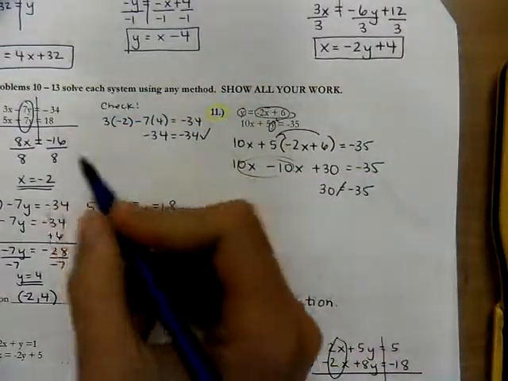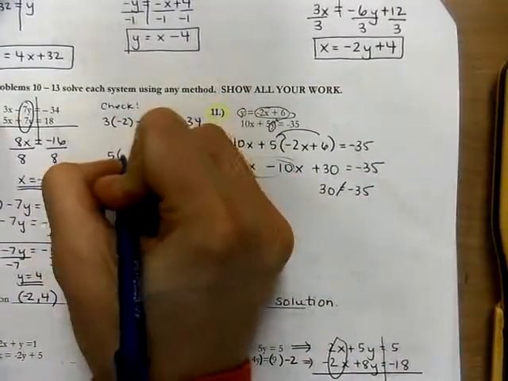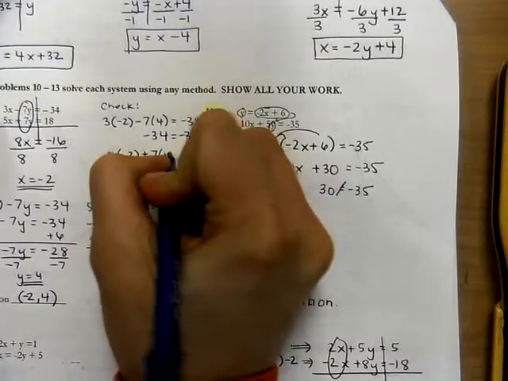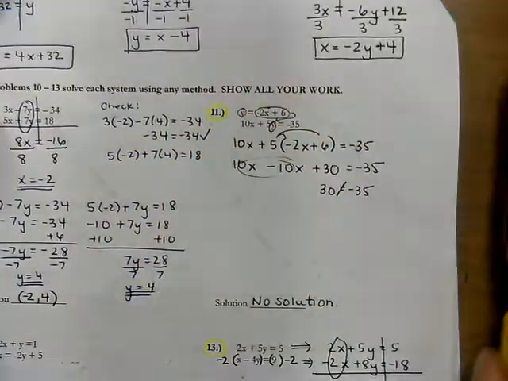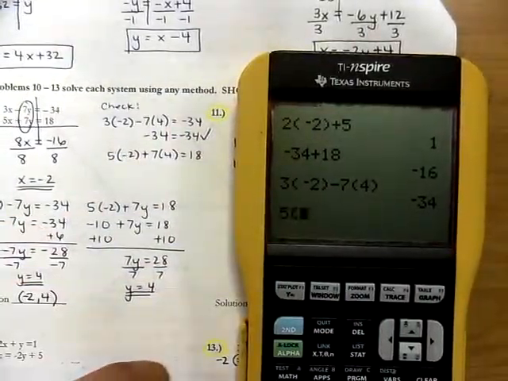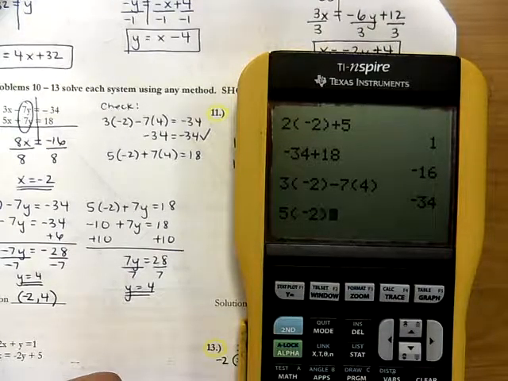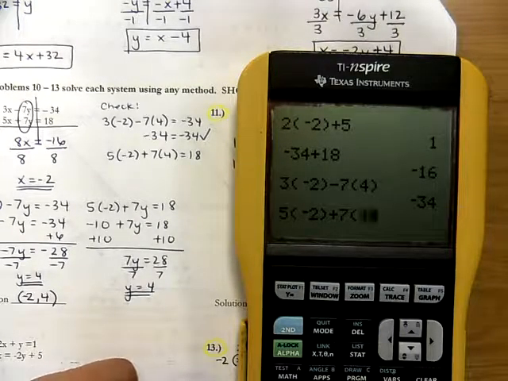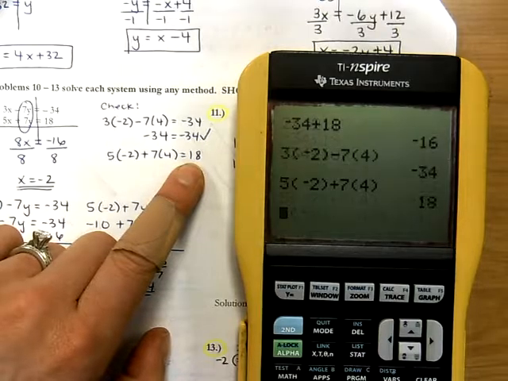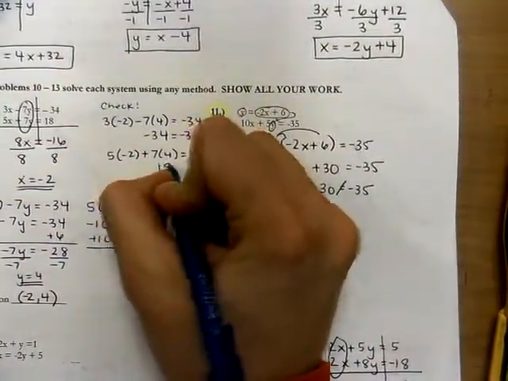We're good to go. If I check it in the other equation as well, 5 times -2 plus 7 times 4, I want to know, does that equal 18? So 5 times -2 plus 7 times 4. When I press enter, I want it to equal 18. It does. So we have 18 equals 18. We're good to go there.